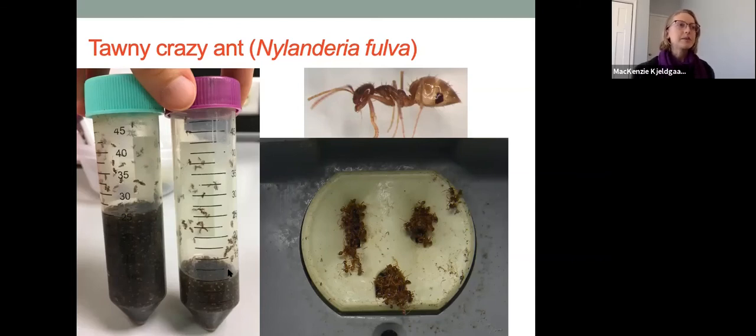And they can be particularly problematic because they're attracted to electrical wiring. They can get into electrical wiring and cause it to short circuit, so they can be very costly to repair those damages. And they're also very difficult to control.